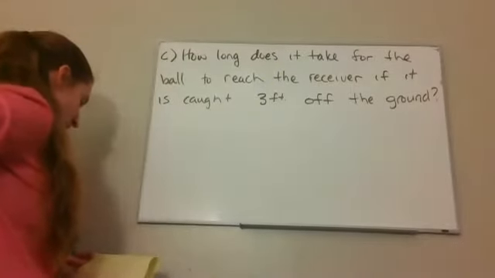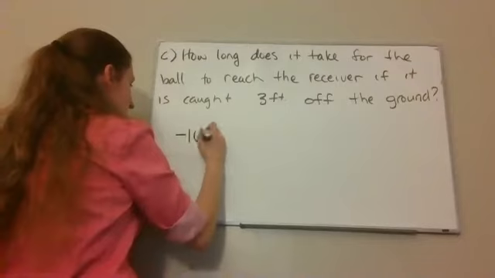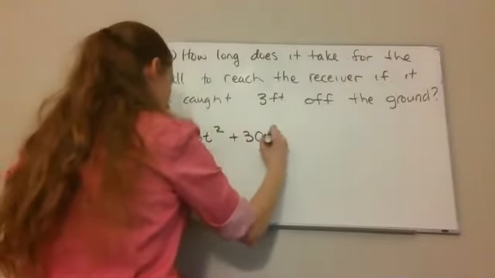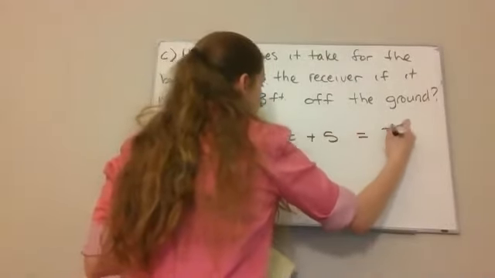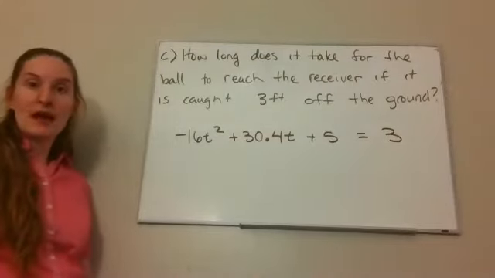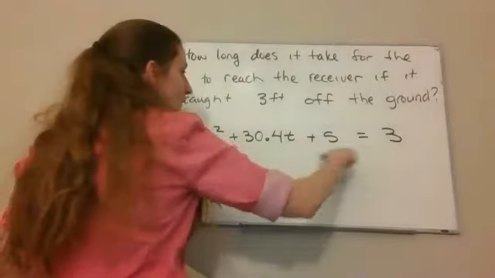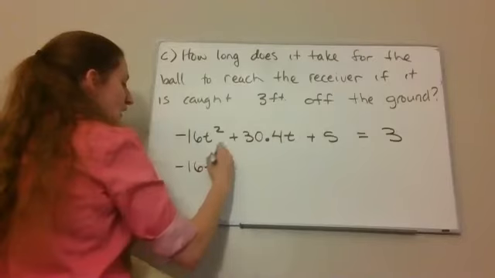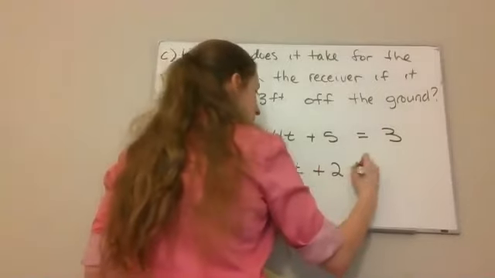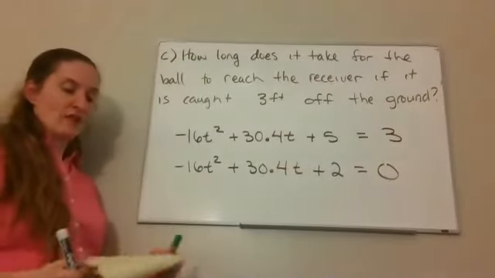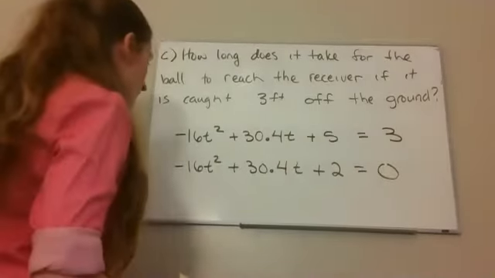So we have to solve negative 16t squared plus 30.4t plus 5 equals 3. And if I solve this, that will tell me the time where this receiver caught the ball. First thing I'm going to do is move this 3 over to the other side, so we have a quadratic equation set equal to 0. And now we would just have to decide how to solve this. I personally would use the quadratic formula on this particular problem.